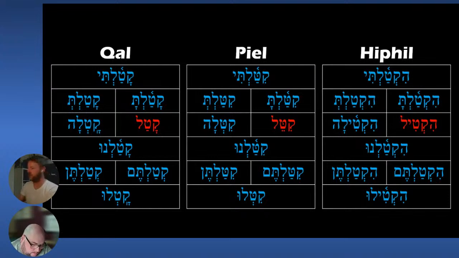So if we've got the bet dalet lamed, we put the hey in front of it. We've got hivdil. That's Hiphil, hivdil. So now we go through it. We say hivdil, hivdalti, I separated, I made a distinction. Hivdalta, hivdalt, hivdil, hivdila, hivdalnu, hivdaltem, hivdalten, and hivdilu.